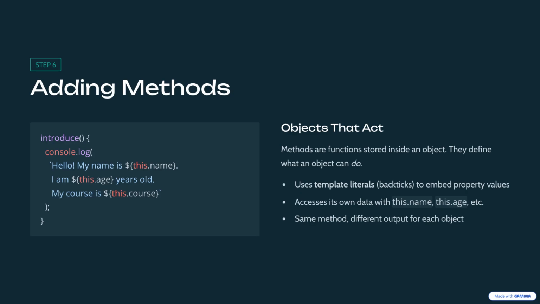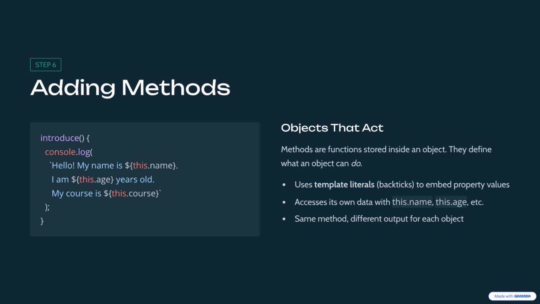Objects do more than store information. They can also perform actions. In object-oriented programming, these actions are represented by methods. Here, we create a method named introduce. Inside the method, we use template literals to combine text with the object's properties.